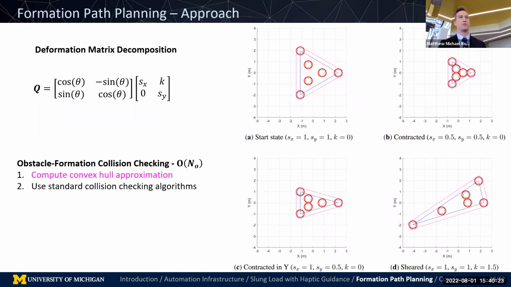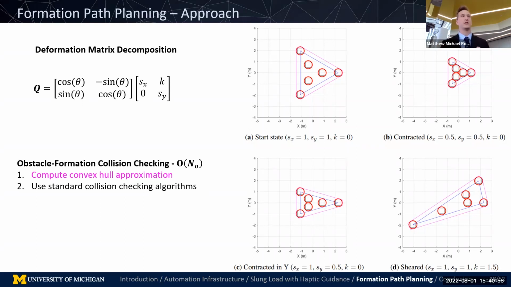Here you can see our approach. What we did is we decomposed this deformation matrix into a rotation, as well as a scale and a shear. On the right side, you can see what different scales and shears look like for the formation. The top left is what the vehicles start in. One scale in X, one scale in Y, no shear. If we contract in both dimensions, we can get the top right. The bottom left is just contracting in the Y dimension. And finally, the bottom right is shearing as well as maintaining that initial scale. So you can see there's a wide variety of deformations that we can achieve.